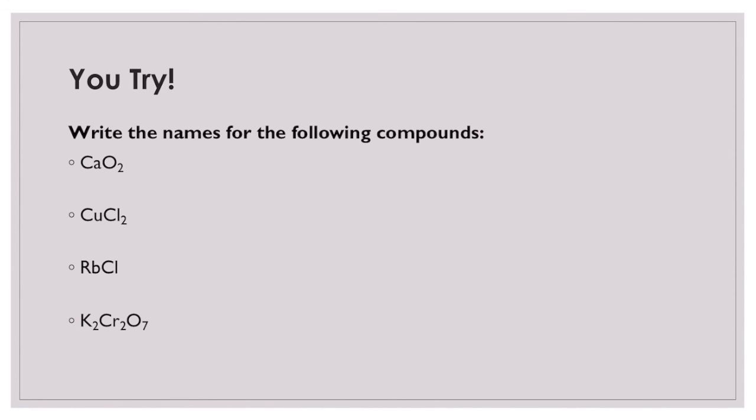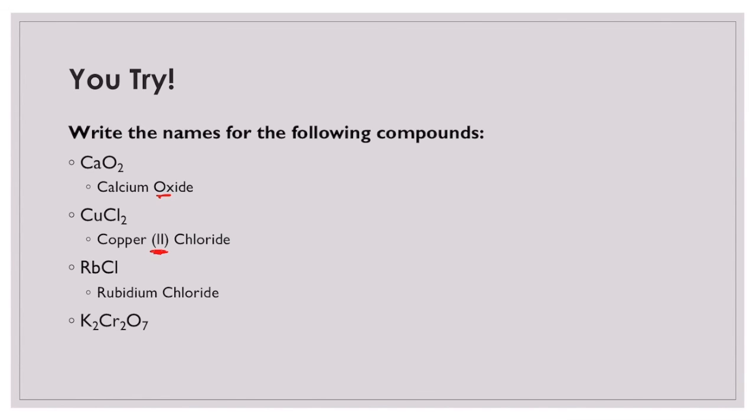All right, so hopefully you've had an opportunity to pause the video and give writing these names a try. So this first compound is calcium oxide. So we've got our metal, then the non-metallic root for oxygen, and then we end with IDE. The second compound is going to be copper 2 chloride. It's really important to remember that copper is a transition metal, so we've got to include those Roman numerals so that we can tell the charge on that copper atom in that compound.